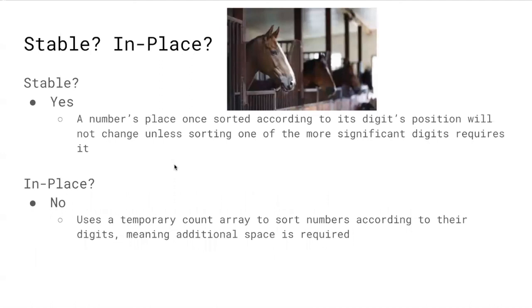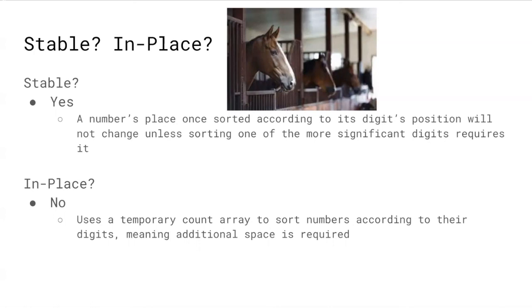As for the algorithm being stable, it is. The algorithm is stable because if there are two identical values in an array, the order in which they appear will not change because they will be sorted into the same bucket each time.